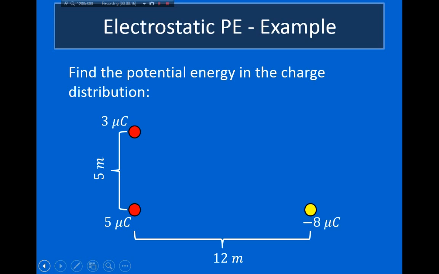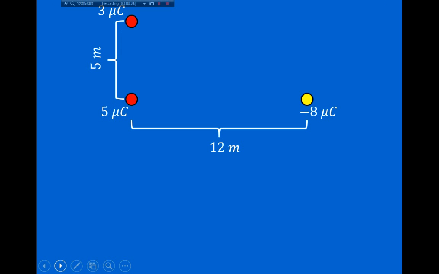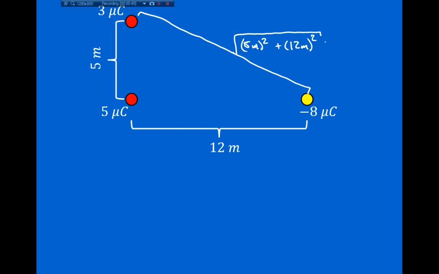So let's go ahead and look at an example where we calculate the potential energy between 3 charged particles. So I'm given a charge distribution down here, and I want to calculate the potential energy associated with this charge distribution. Now, because the potential energy between 2 charges depends on the distance between the charges, the first thing I want to do is calculate the distance between these 2 charged particles here. So this is going to equal the square root of 5 meters squared plus 12 meters squared. And if I plug that into a calculator, I see that this is going to equal 13 meters. So this is another one of those perfect triangles.